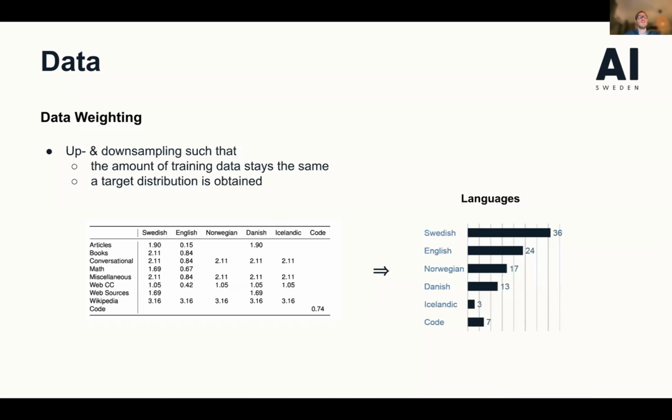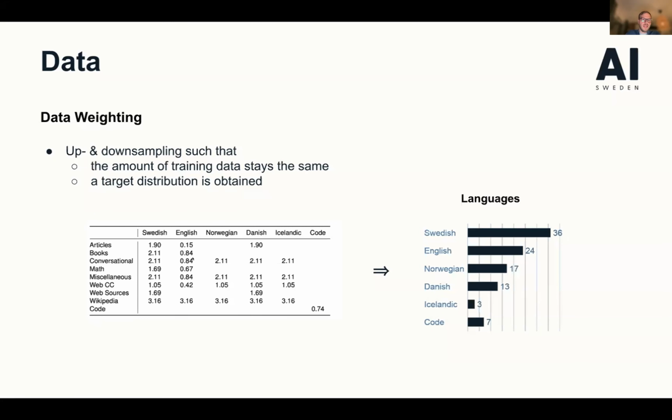This distribution in terms of categories and languages was not really what we wanted to train our model on. So as a first step before model training, we weighted the data. We did some up and down sampling while keeping the total amount of training data constant, to obtain a target distribution, both in terms of categories and languages. So in order to achieve our target distributions, you see here in this table on the left-hand side, in the columns, the different languages, and the rows are the different categories, and we just upsampled or downsampled them in order to reach our target distribution.